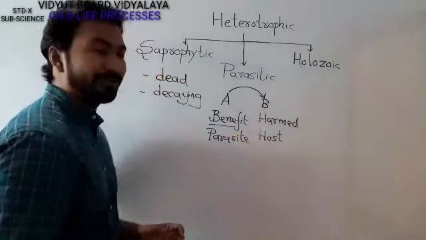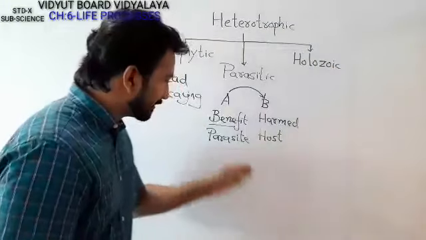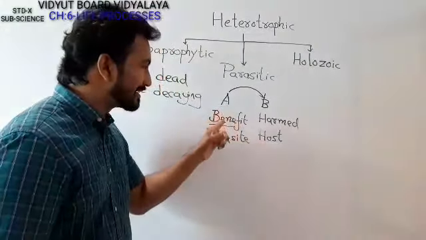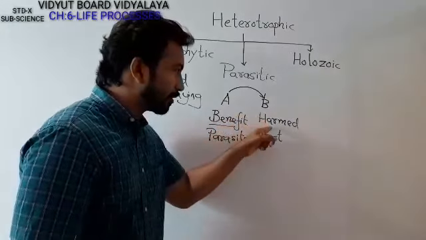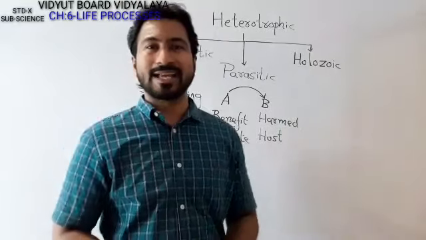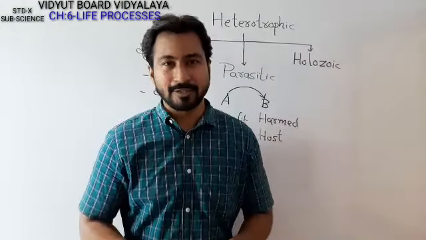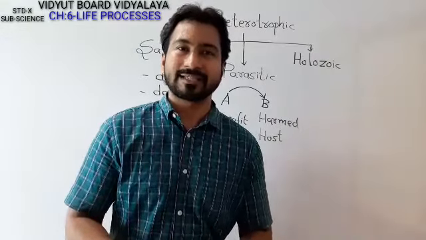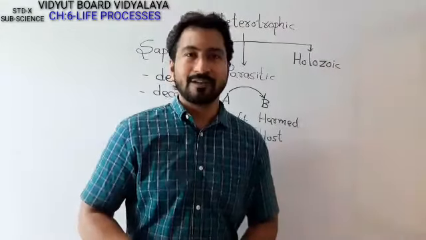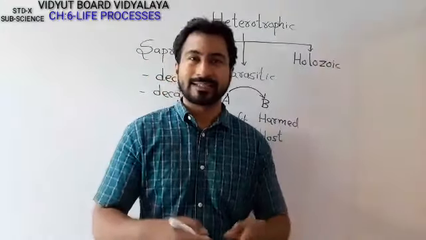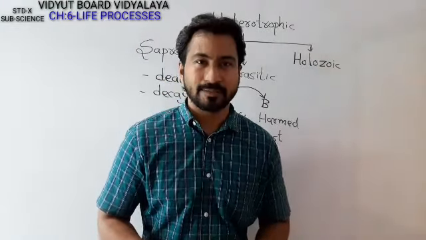And such kind of relationship between the parasite and the host, where one organism is getting benefited and the other organism is getting harmed, such a kind of relationship is known as the parasitic relationship, and such a kind of nutrition is known as the parasitic nutrition. Well, here also a lot of bacteria, fungi, they are there in this group of organisms.